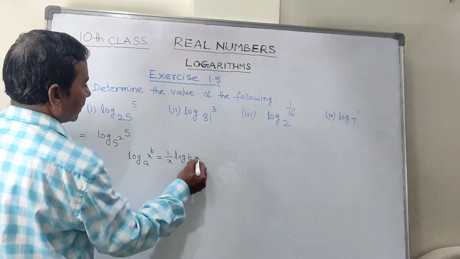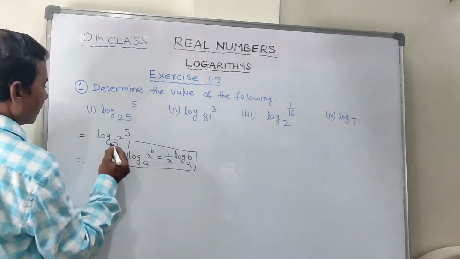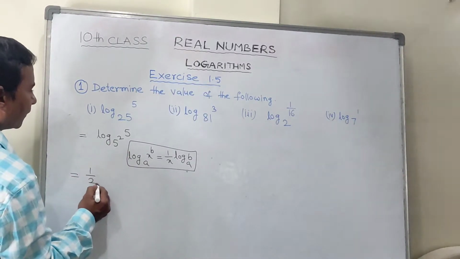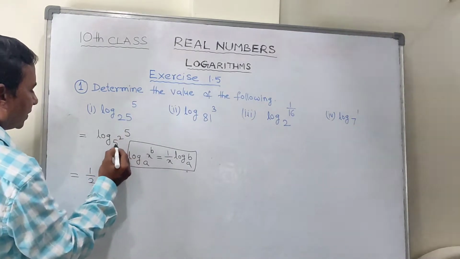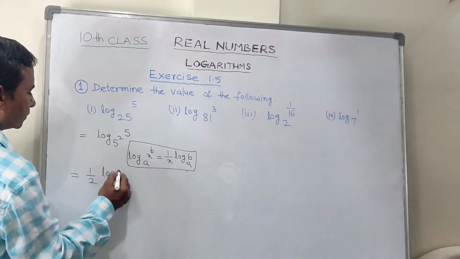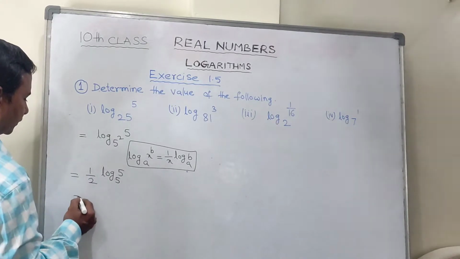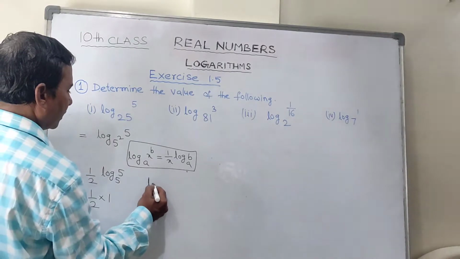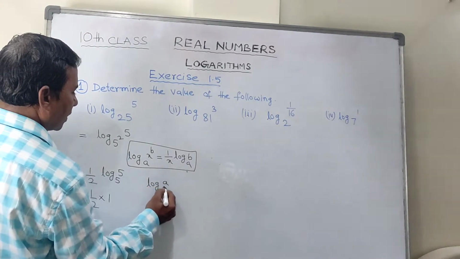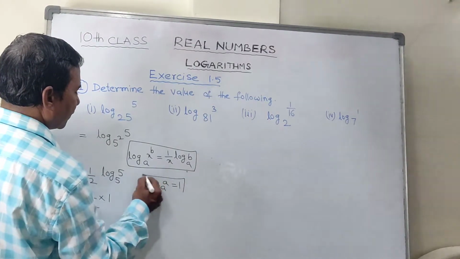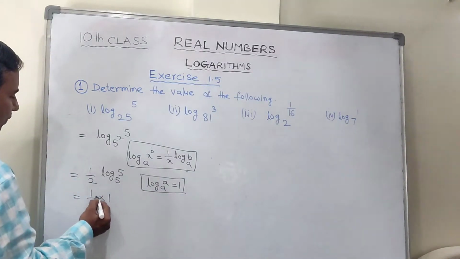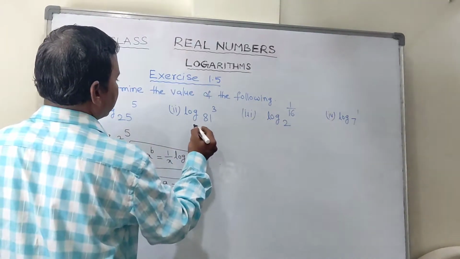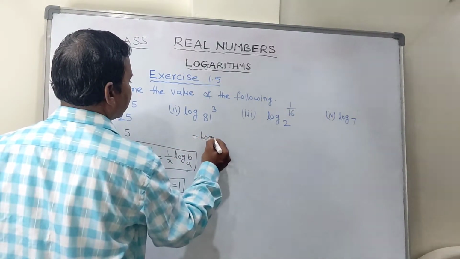log b to the base a. So as per that, we can write this as 1 by 2 log 5 to the base 5, that is 1 by 2 into 1. Why? We have one more formula, log a to the same base a is equal to 1. So this becomes 1. 1 by 2 into 1 is 1 by 2. Clear? See here, same method.